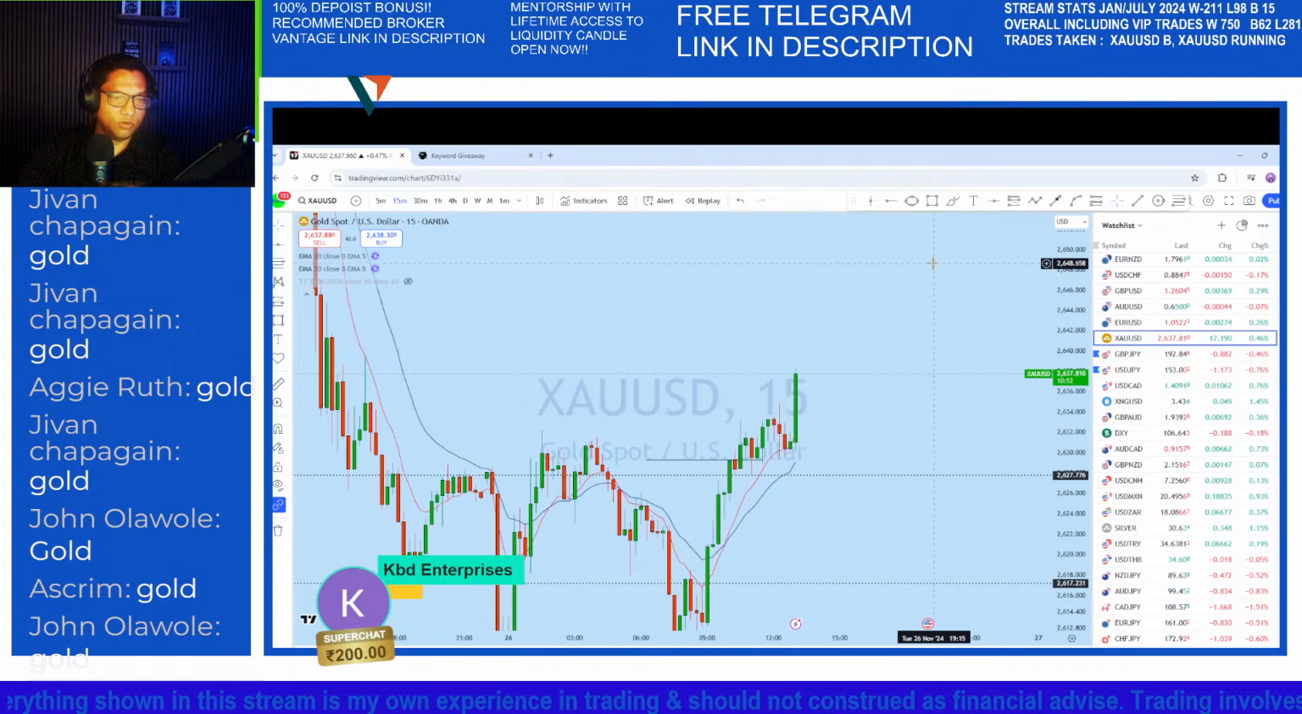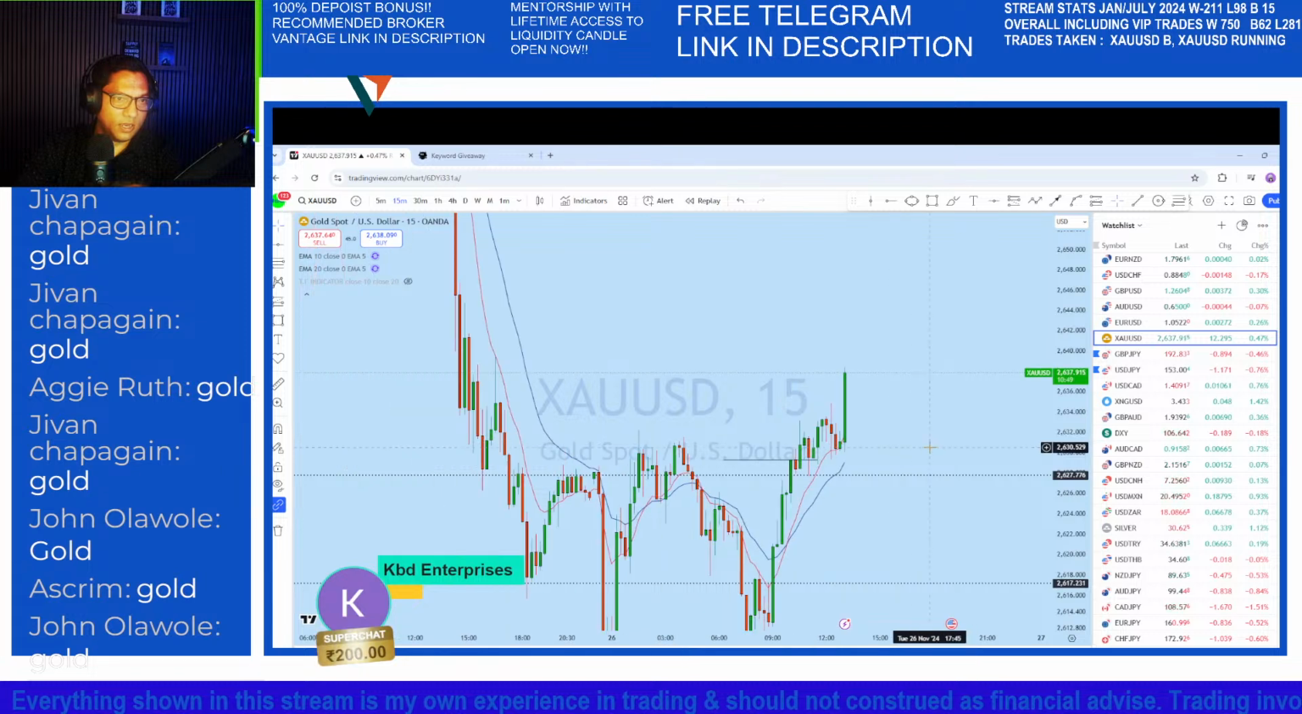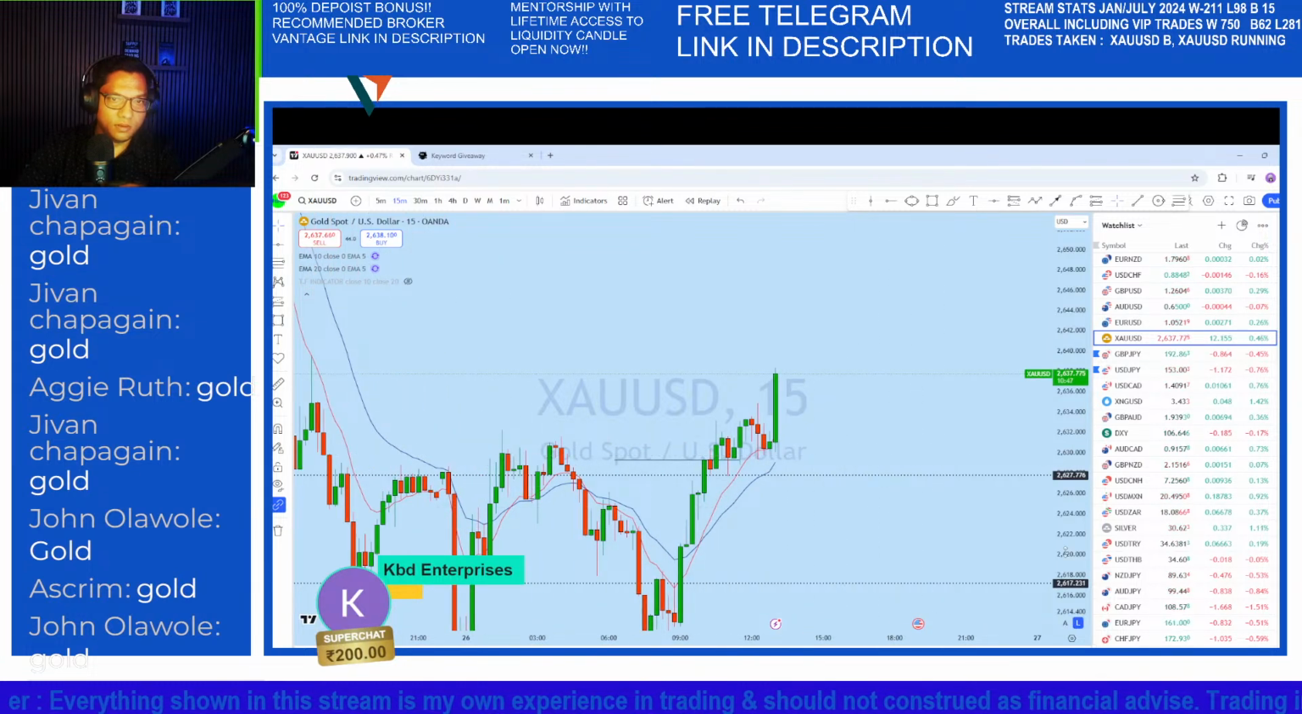There's a breakout on XAUSD. This is a liquidity grab here.